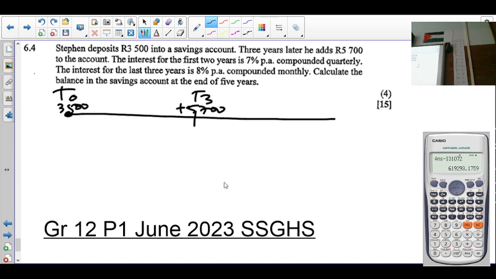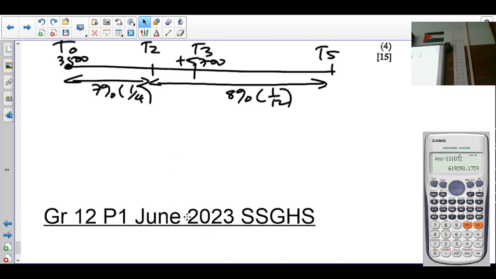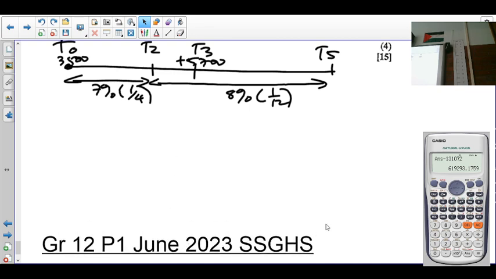The interest for the first 2 years, that's T2, is 7% per annum compounded quarterly. The interest for the last 3 years, so 3 years takes you to T5, is 8% per annum compounded monthly. Calculate the balance in the savings account at the end of 5 years. There are many ways of doing this. I'm just going to work it out together.